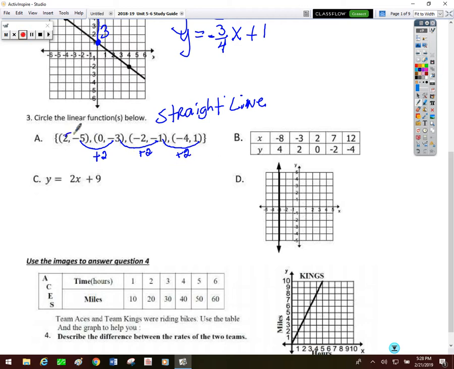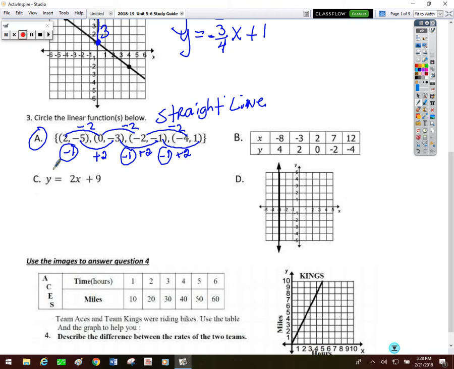Now let's check the x's. 2 to 0 means I went down 2. 0 to negative 2 went down 2. Negative 2 to negative 4, I went down 2. All right, so let's check our ratios. 2 over negative 2 gives me a ratio of negative 1. 2 over negative 2 gives me a ratio of negative 1, and 2 over negative 2 is negative 1. Okay, so all of these would be linear because the ratio is the same for every one.